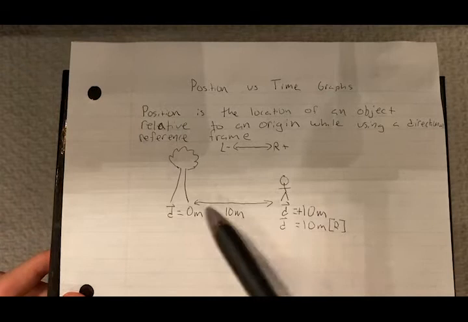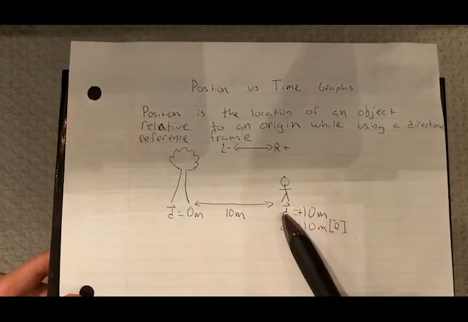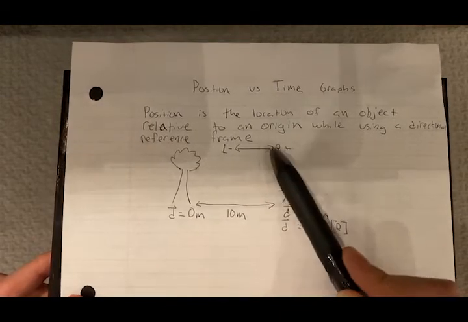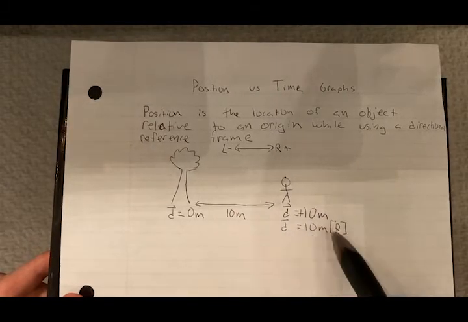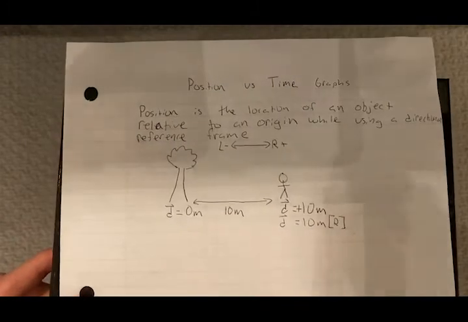And then we have a man standing 10 meters away from this tree. So we would say that his displacement is 10 meters positive because we defined right as positive, or we could display it as displacement equals 10 meters to the right. So that would be his position.